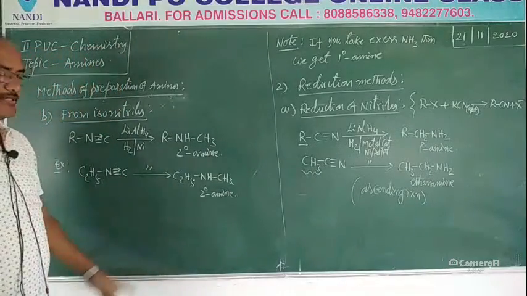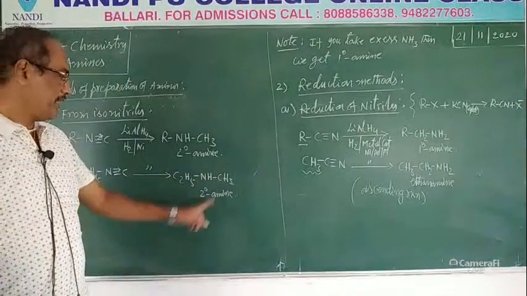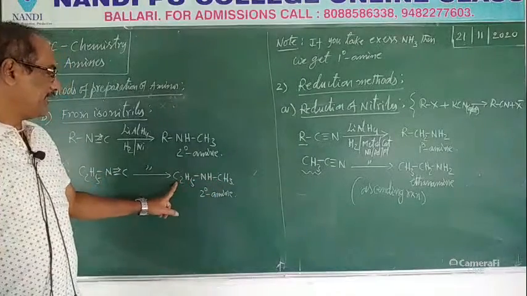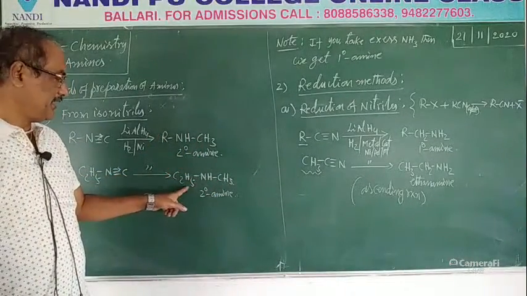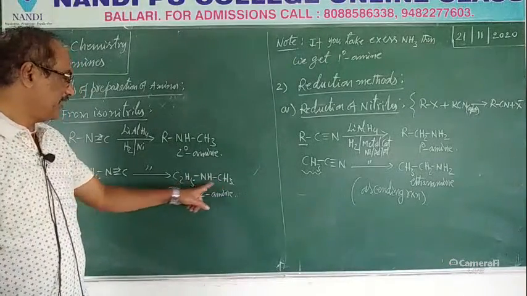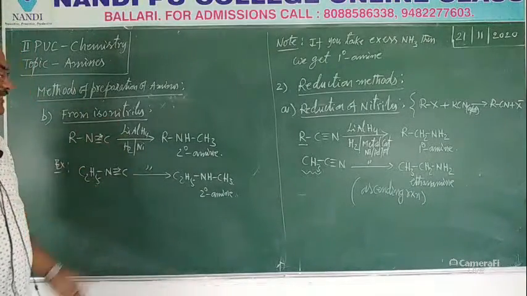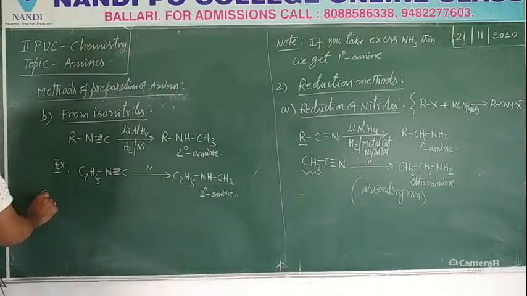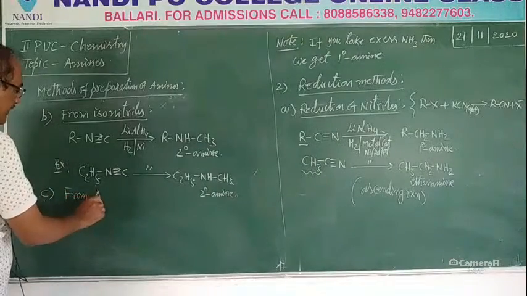What is the name of this one, children? N-methyl ethanamine. This is an N-methyl alkanamine. The alkyl group is ethyl. Ethyl is bigger compared to methyl. N-methyl ethanamine. So this is the second one. And third one, children, from azides.